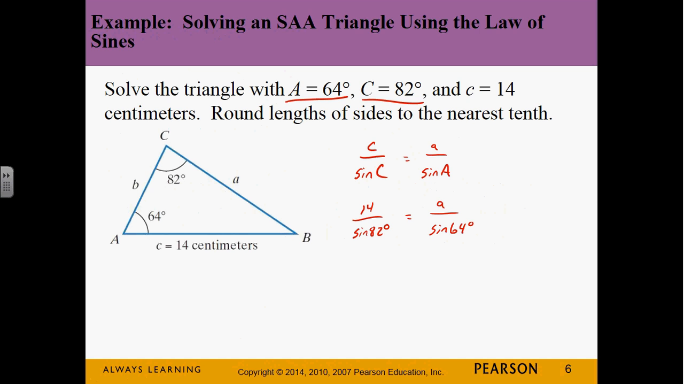All right, so how do I solve for a? All right, multiply both sides by sine of 64.